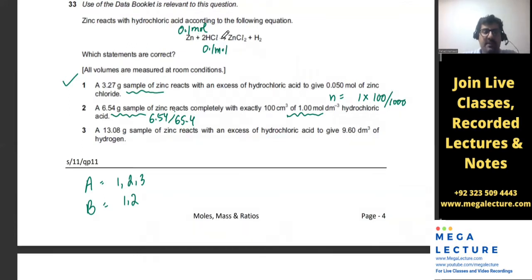Is that true or false? Okay, what's the ratio in the equation? Is it true or false, the second statement? He's saying 0.1 reacts with exactly 0.1. Will it react with 0.1 or not?